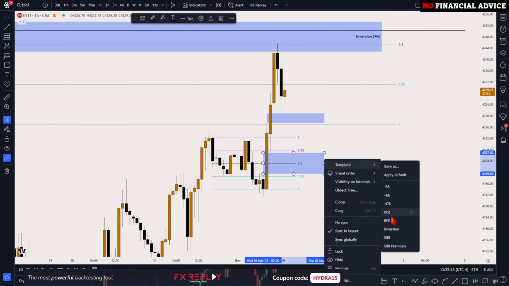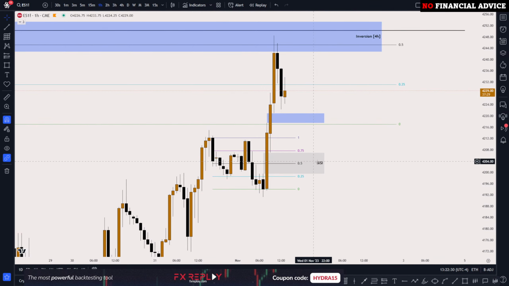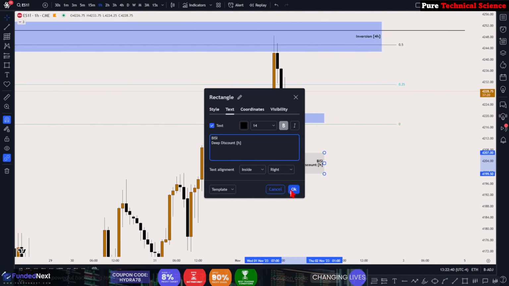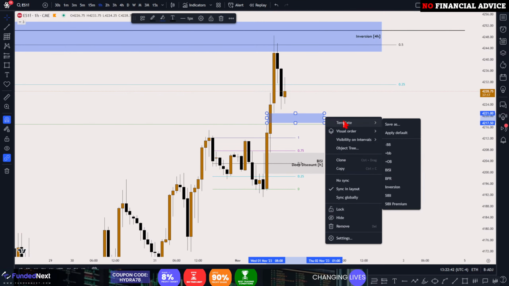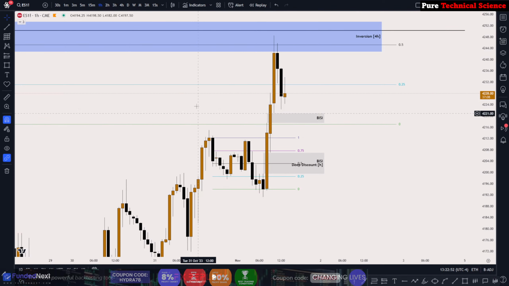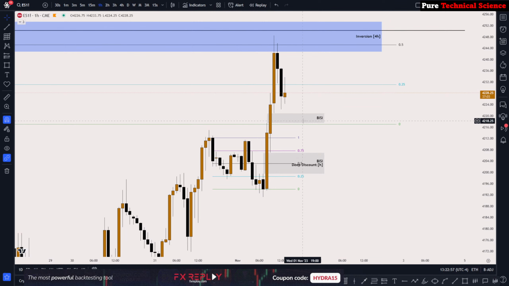So this is our BC at deep discount. This is in deep discount, so let's mark it. And we got another BC that we want to see fail. Okay, we want to see this BC failing because we are calling market even lower. I want to see market coming lower, hitting these order blocks. This is my target, and this BC I want to see it fail. If price is getting support from this BC, okay, price will continue its trend higher.